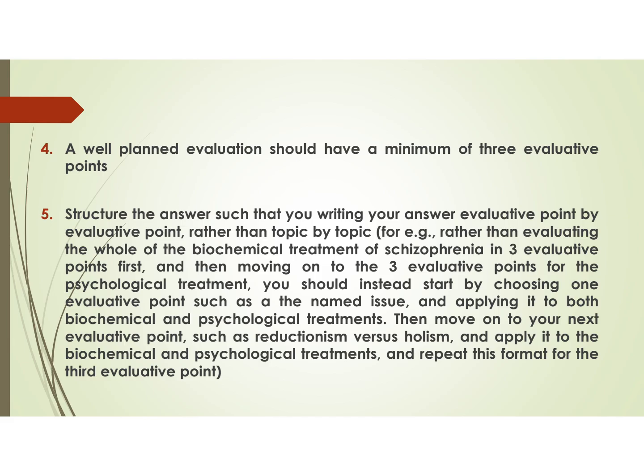So instead of evaluating the biochemical treatment in three evaluative points entirely, and then moving on to psychological, start your answer by picking your evaluative point, let's say the named issue, nature-nurture. Briefly describe the nature-nurture debate in 1 to 2 lines, and then apply the nature-nurture debate to the biochemical treatment, and then apply the nature-nurture debate to the psychological treatment. So you're not doing it topic wise now, you're structuring your answer evaluation point wise now.